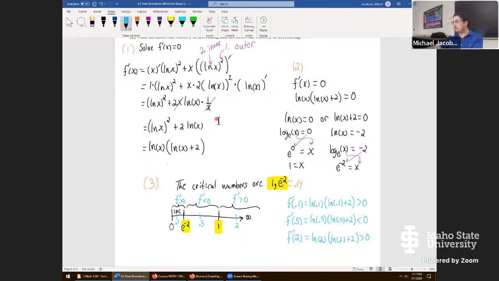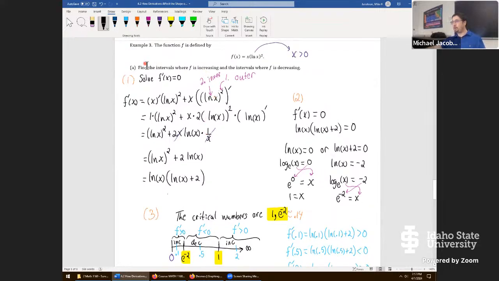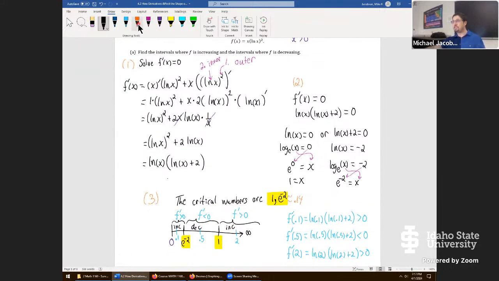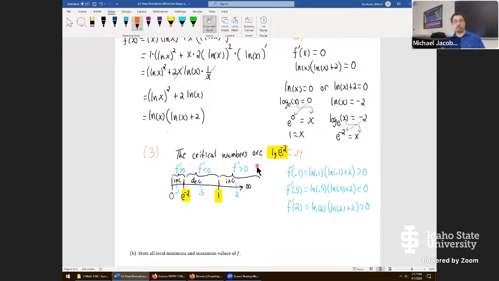So positive here, and I forgot the descriptions. We went increasing, then to decreasing, then back to increasing. So finally, to summarize, we want the intervals where f is increasing and where it's decreasing. That's our step 4, just giving the overall conclusion.